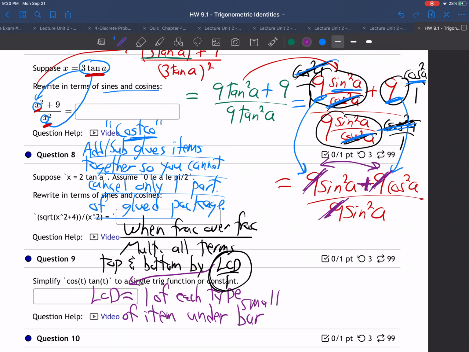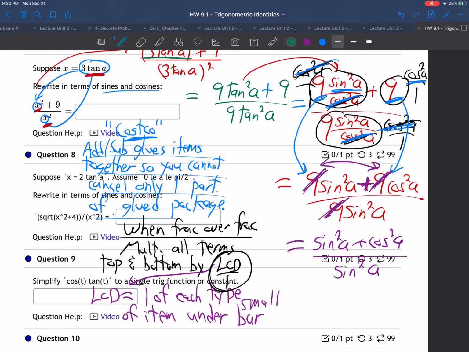You can't just buy one, right? The glue doesn't stop you from buying anything. It just says don't buy only one. Buy them both. They're glued together. I bought them both. That's fine. So what's left then? Sine squared of A plus cosine squared of A over sine squared of A.